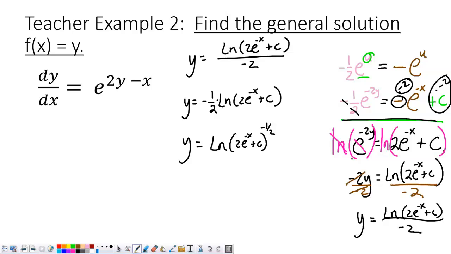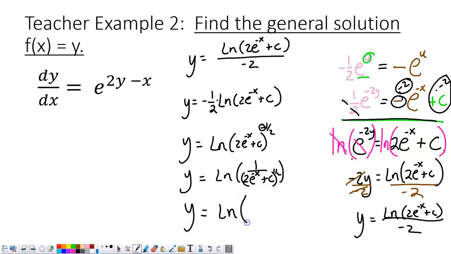Well, as you guys know, negative exponents make reciprocals, don't they? Negative exponents make reciprocals. So instead of being to the negative half, you could write it as 1 over that expression to the half. And then finally, what is a half power? Well, isn't a half power just a square root?